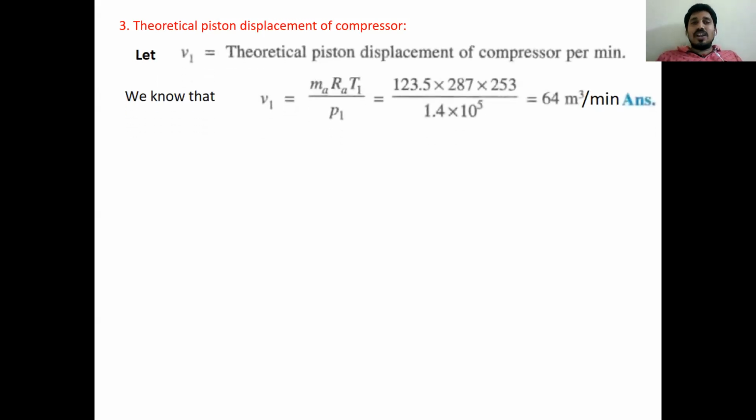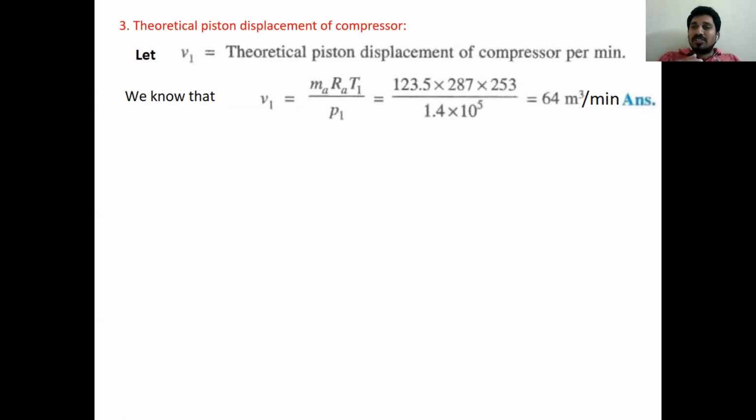Clearly I mentioned here, V1 is the theoretical piston displacement of the compressor per minute, because the mass value is in kgs per minute. Just now we calculated. We know that PV is equal to MRT, the characteristic gas equation, from which I wrote V1 is equal to MRT by P. I am talking about section 1. That's why M1 R1 T1 by P1. Like that you can write.